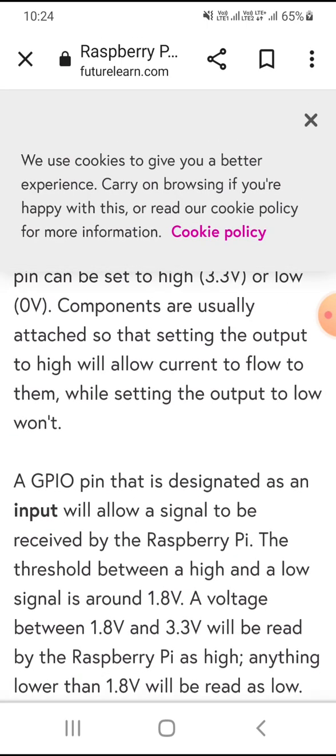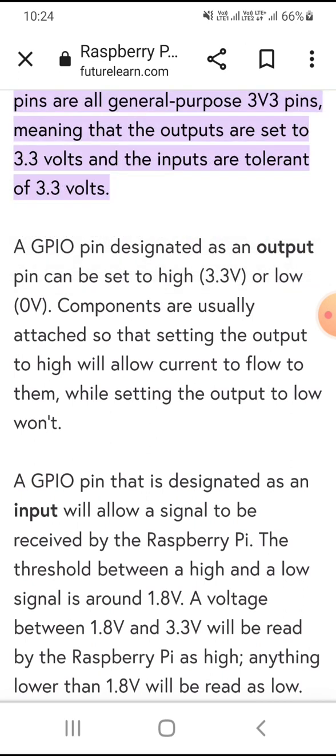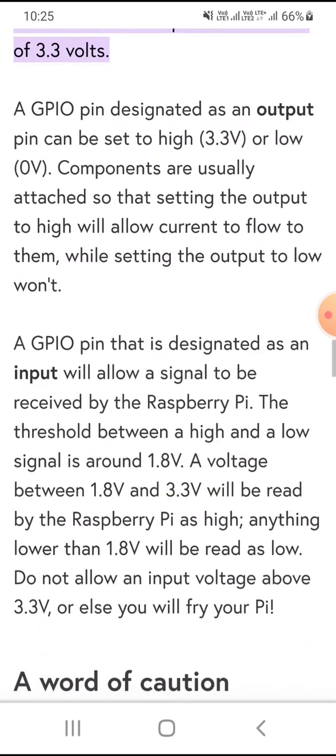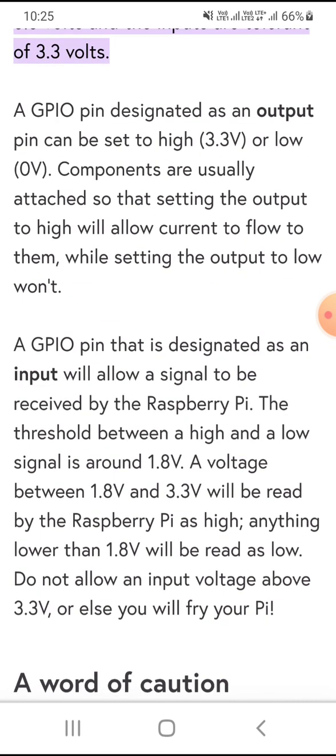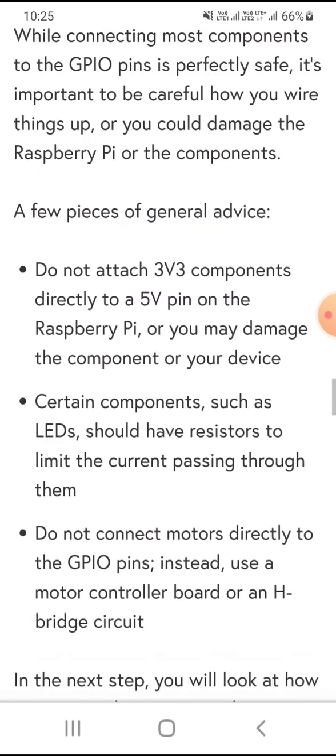A GPIO output can be set to high 3.3 volt or low 0V. Setting the output to high allows current to flow, while setting the output to low does not. A general purpose input output pin that is designated as an input will allow a signal to be received by the Raspberry Pi. The threshold between a high and a low signal is around 1.8 volt, and a voltage between 1.8 volt and 3.3 volt will be read by the Raspberry Pi as a high. Anything lower than 1.8 volt will be read as low. Do not allow an input voltage above 3.3 volt or else you will fry your Pi.